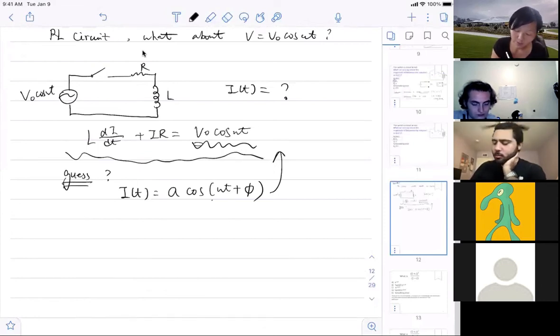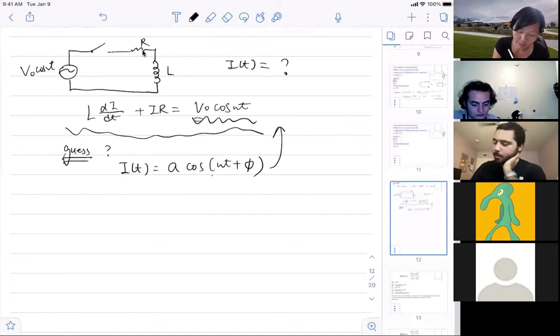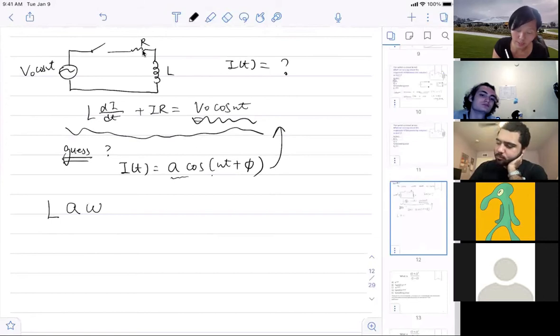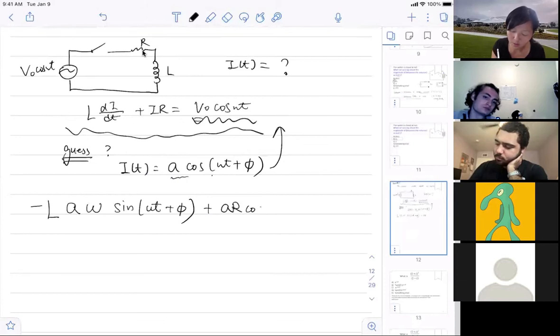Let's try it. Okay, plug into the left-hand side. What do we have? We have L times the derivative of this. I get my A as a constant still. I'm going to get my omega, and I'm going to get a negative because it's taking the derivative with respect to cosine. So I get a sine. This is the first term. The second term is current, A times R cosine, is equal to V naught cosine omega t.